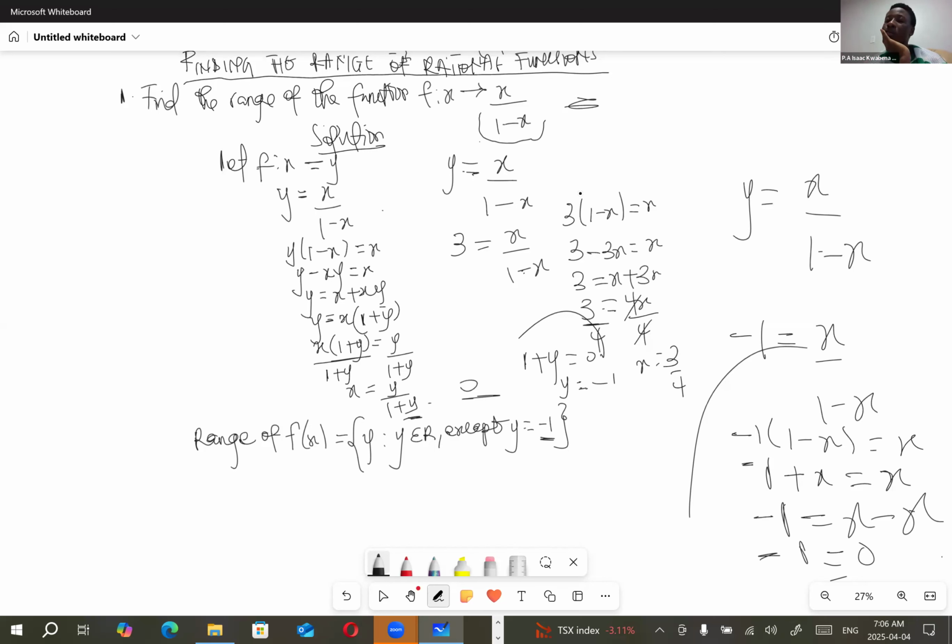Please, any question? Do we understand? Now, how would you be able to get that -1? That's what I'm saying all the time. Introduce y to represent f of x. Then you make x the subject. That is all. This brings us to the end of the lecture.